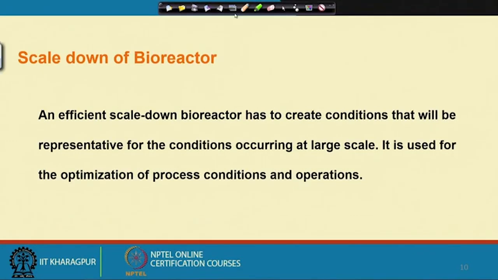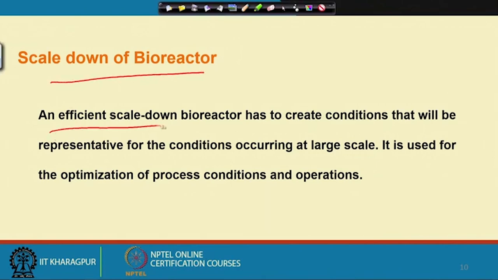Now, if we want to study the effect of certain parameters on the productivity of a particular system, then first we shall have to do it on the small scale. That is what we call scale down. Then we can study it on the bigger scale. So this is considered the scale down of bioreactor.